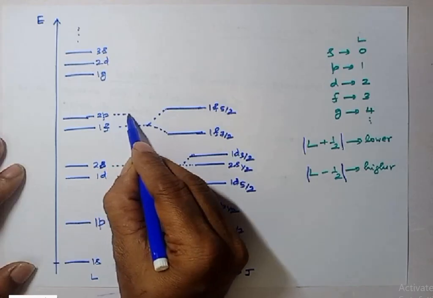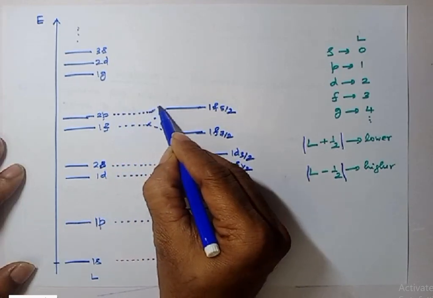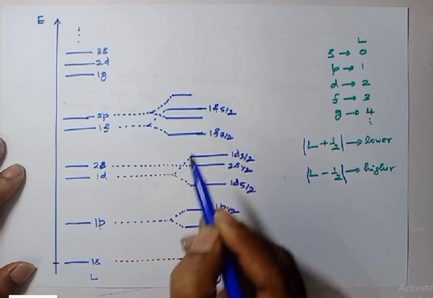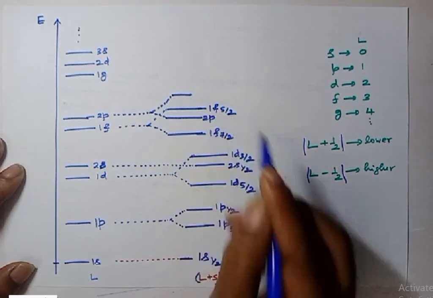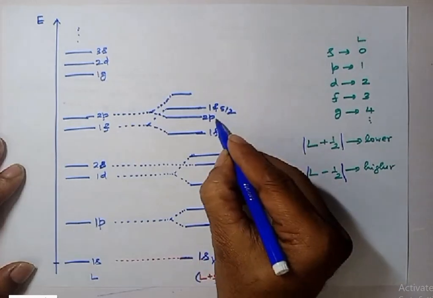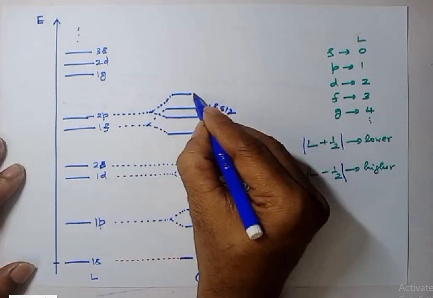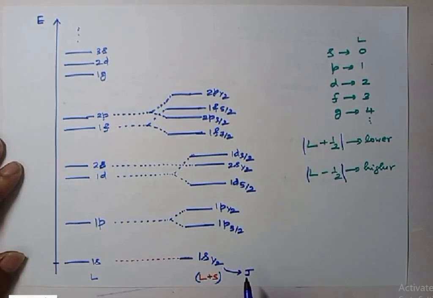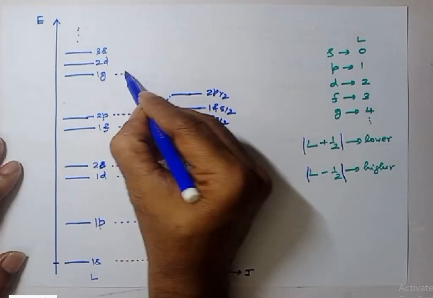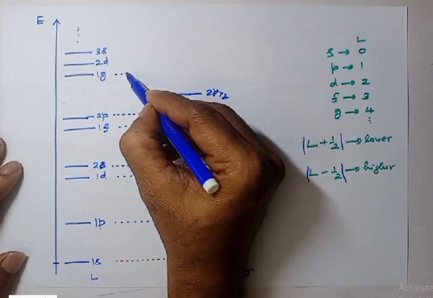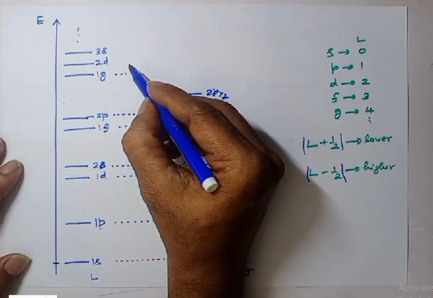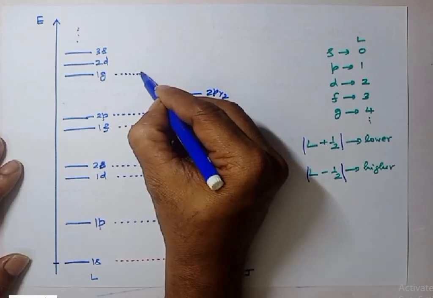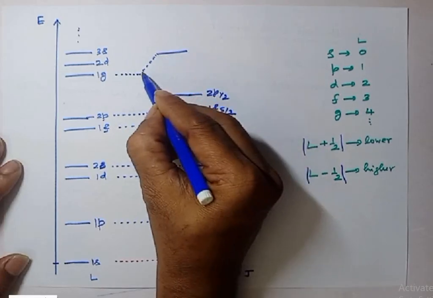Then this 2P will also split into 2. 2P, P subshell, how will P split? 3 by 2 and 1 by 2. Then the G will split into 2. Let me write here. The G will split like this.